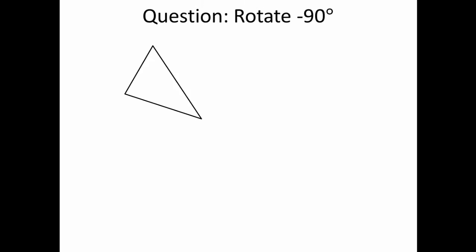Well, we have to look at the question first. So the question tells us that we're going to rotate this triangle -90 degrees. Before we tackle this problem, let's look at the center point right here. This center point will help us in rotating our triangle. We'll get to that. Let's go back to my question. I need to rotate this triangle -90 degrees.